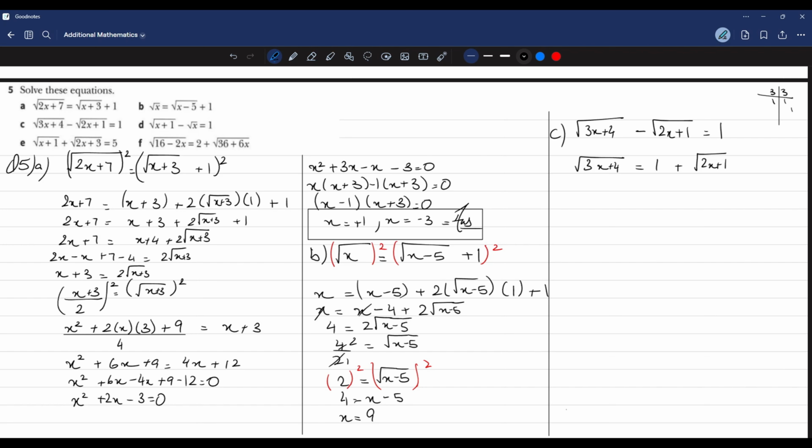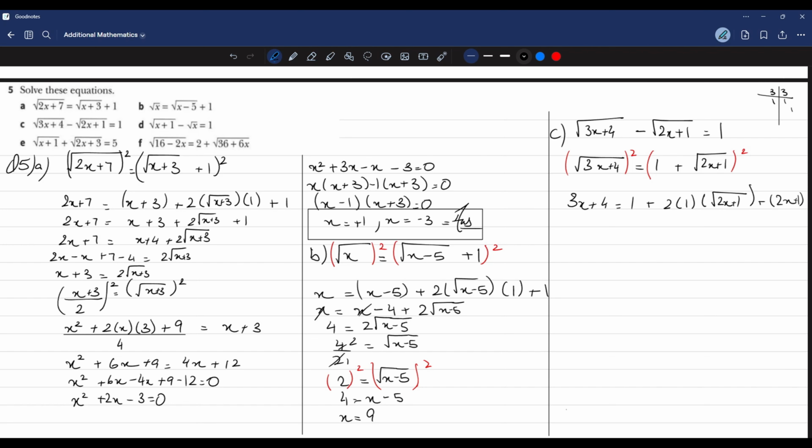Again, square on both sides in order to get rid of that under root sign. And we are going to get 3x plus 4 as it is. That should be equal to a squared plus 2 multiplied by a multiplied by b, which is under root 2x plus 1, and plus b squared, which would be equal to 2x plus 1.